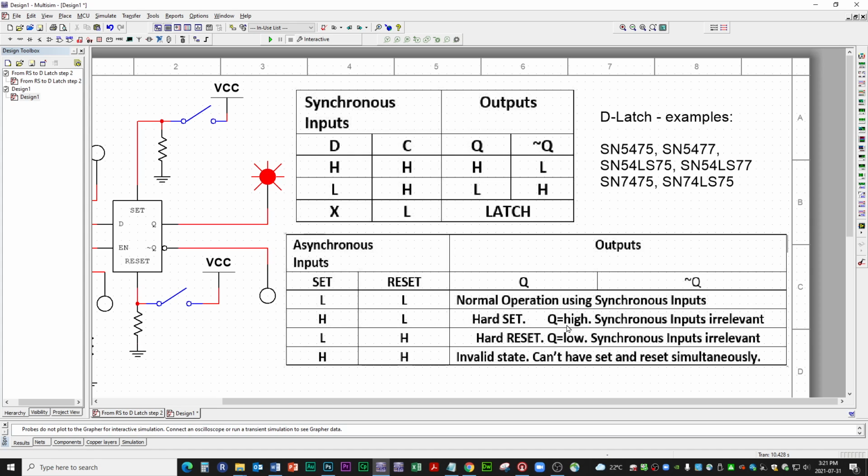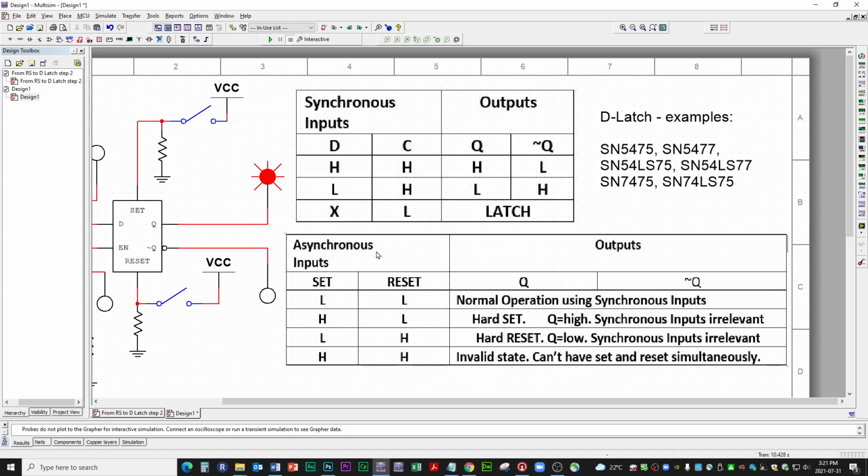then yes, we're going to get Q high, synchronous inputs irrelevant. The other situation, when the set is low and the reset is high, then the hard reset is going to happen, and Q will equal low, and synchronous inputs will be irrelevant. And of course here, if you ever come across the situation when both of them are high, this is an invalid state. Can't have set and reset both at the same time.